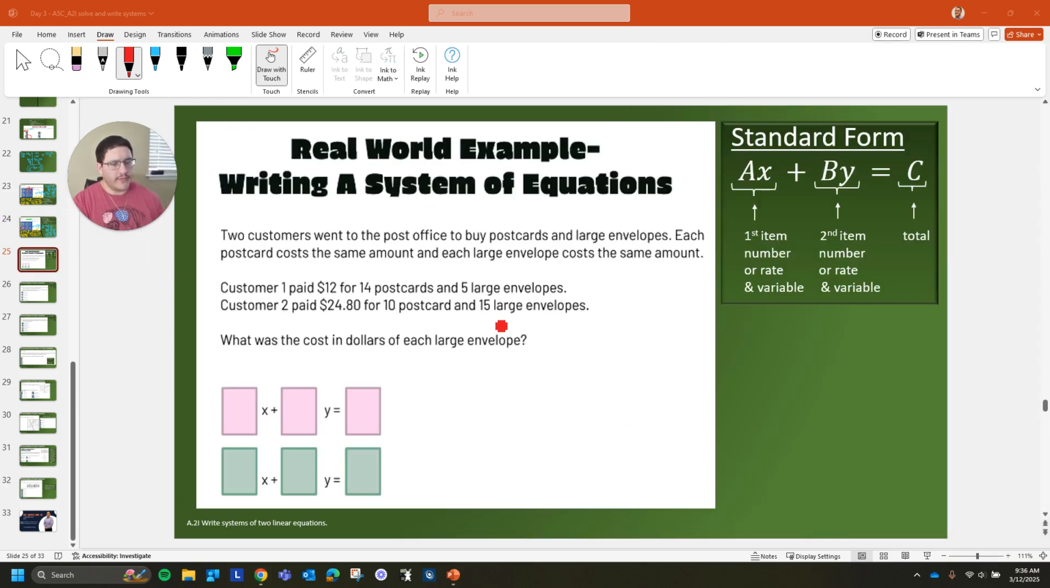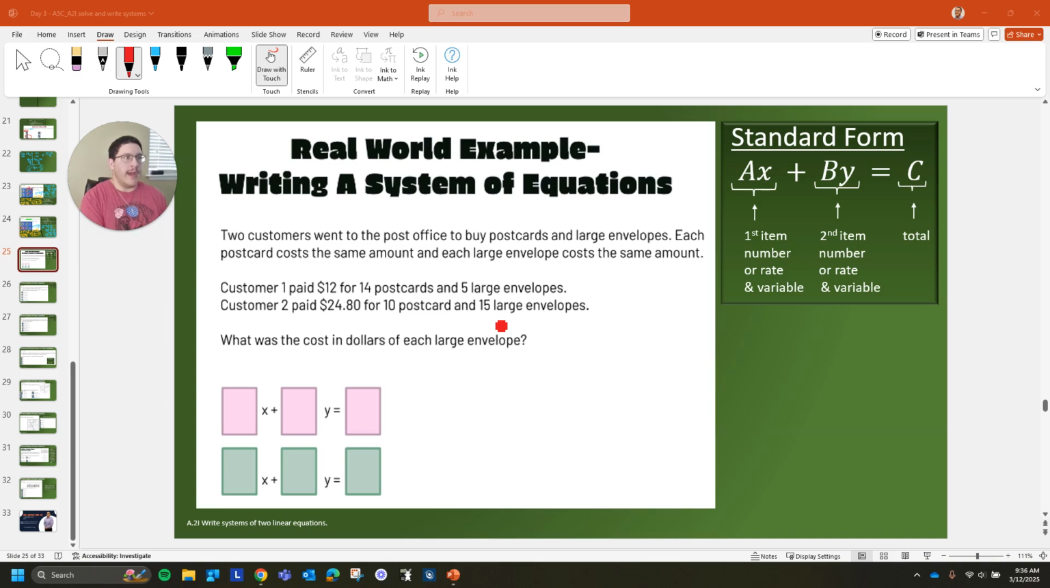Okay, so now we're going to shift into some word problems. So we're going to look at a word problem. We're going to identify the components to that word problem. We're going to build the equations that represent that word problem. And then we're going to solve for what the problem is asking for.